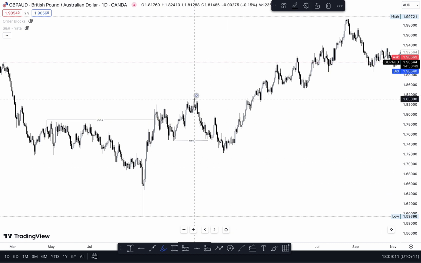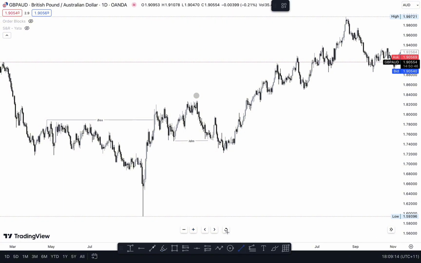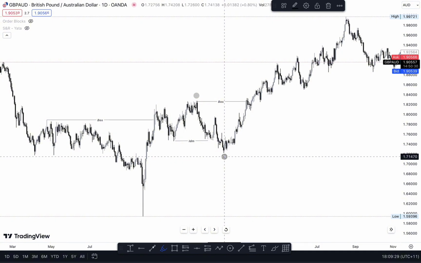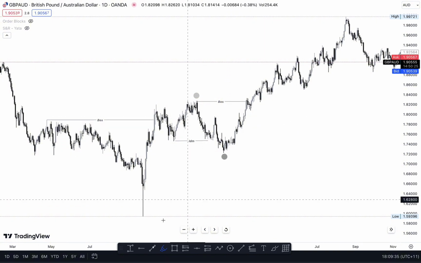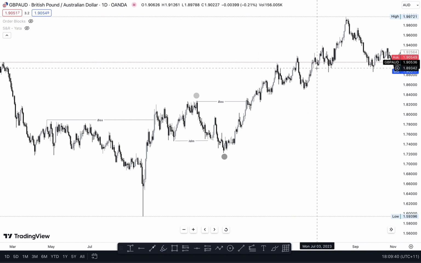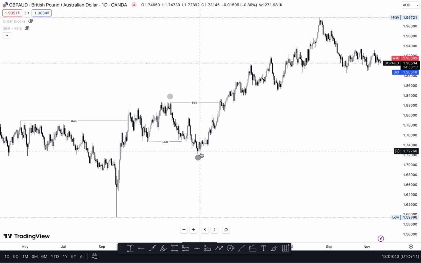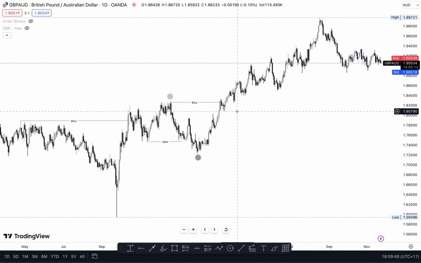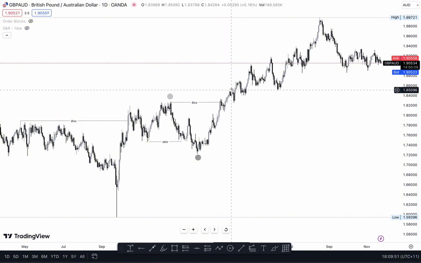So after the break of this structure, which is here, what are we going to identify next? After the break of this structure here, where's our lower low? Our higher low rather, the lowest point here, which is here, right? So we have the first pullback here after the break of the structure. Markets didn't take it out, so the trend continues.